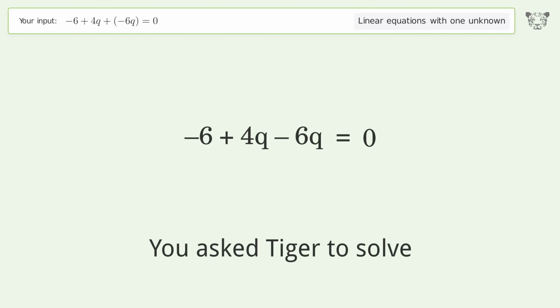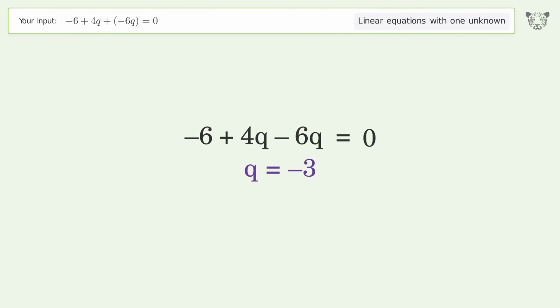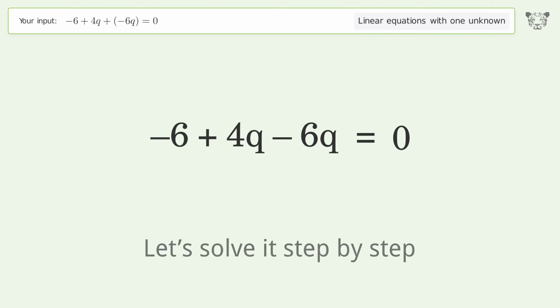You ask Tiger to solve this. This deals with linear equations with one unknown. The final result is q equals -3. Let's solve it step by step.